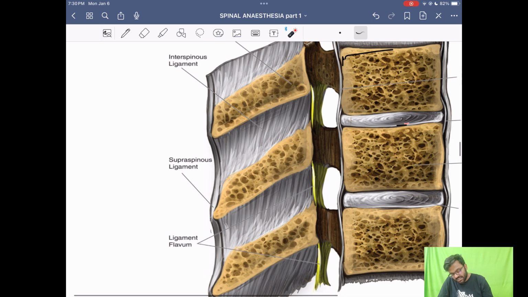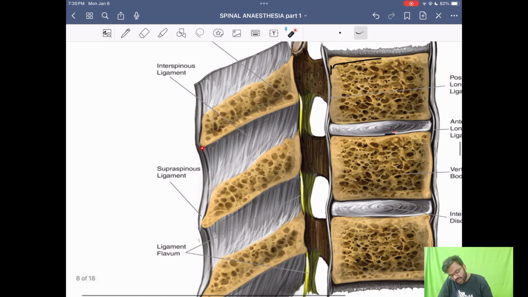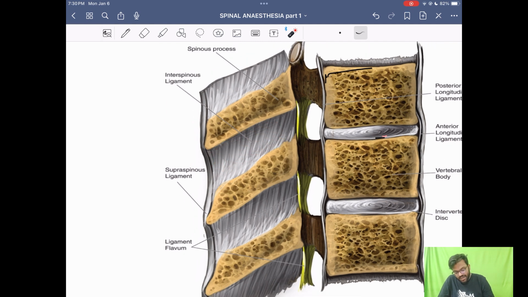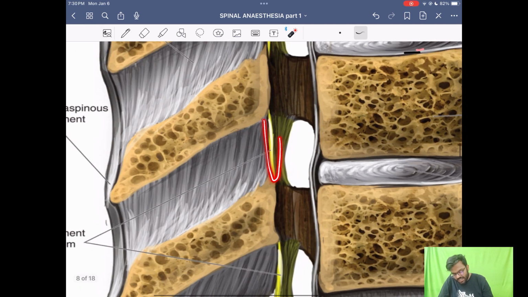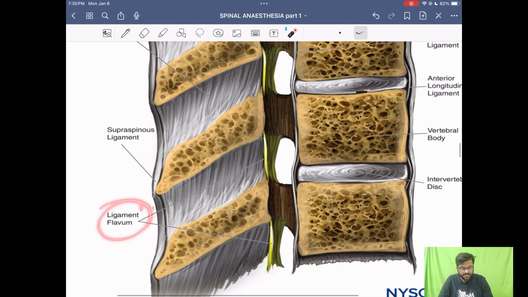After this we see another big chunk of ligament. This is also connecting the two spinous processes, and thus it is called the interspinous ligament. Okay, and after this we can see a small yellowish ligament in this diagram. This ligament is called the ligamentum flavum. What does it do? It connects laminae.